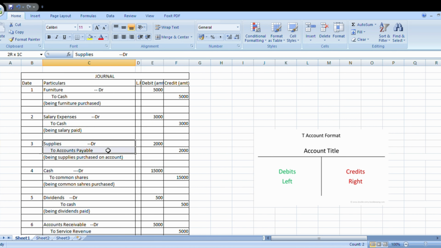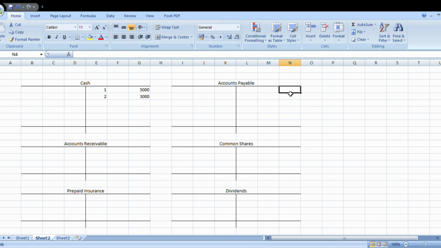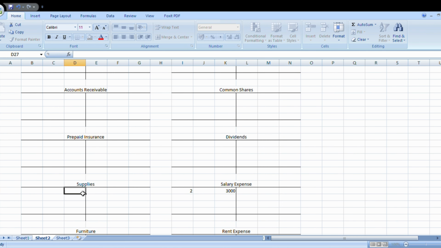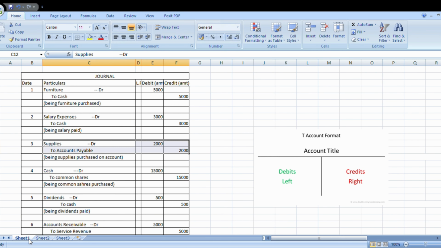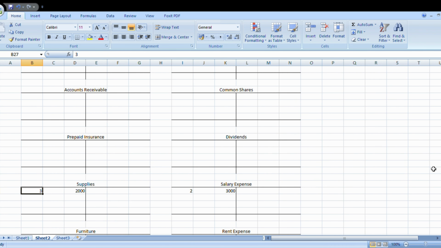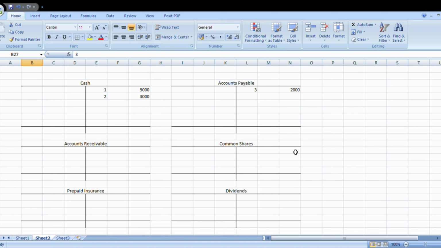Next, supplies to accounts payable. Supplies debit 2,000, accounts payable credit 2,000. The transaction is third. And supplies, supplies debit 2,000, transaction number 3. Okay. Next, cash to common shares 15,000. Common shares is credited 15,000 in transaction number 4. Here cash 15,000 is debited with transaction number 4.